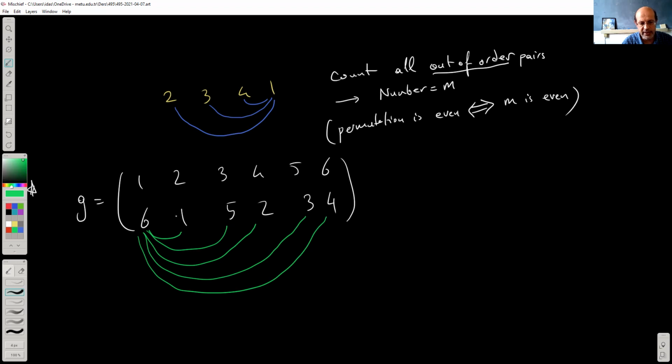And then I know that this 1 is in order, so just forget about this. This 5 is out of order with all of these pairs, so there are 3 more in here. I think 5 plus 3, we have 8. 2, 3, 4 is in order. So 5 plus 3 is equal to 8, which implies that G is an even permutation.